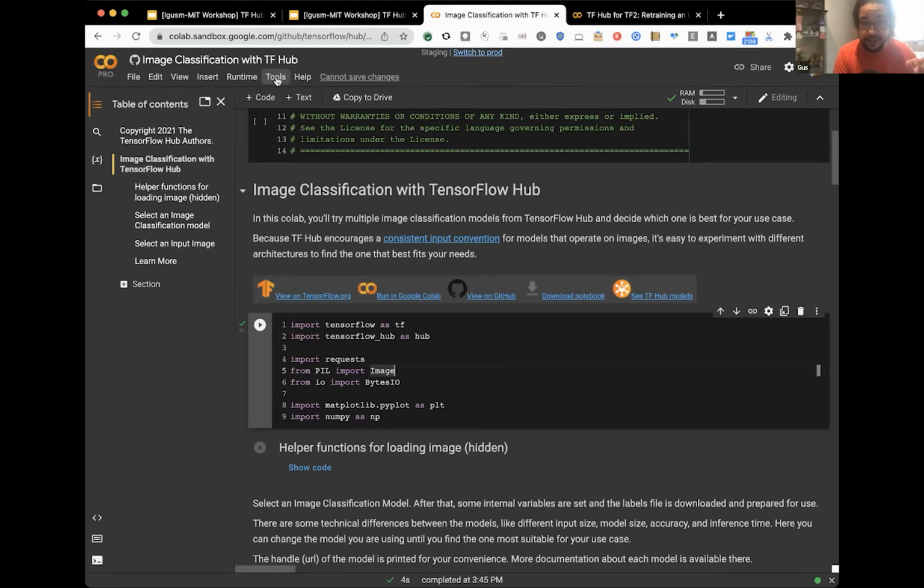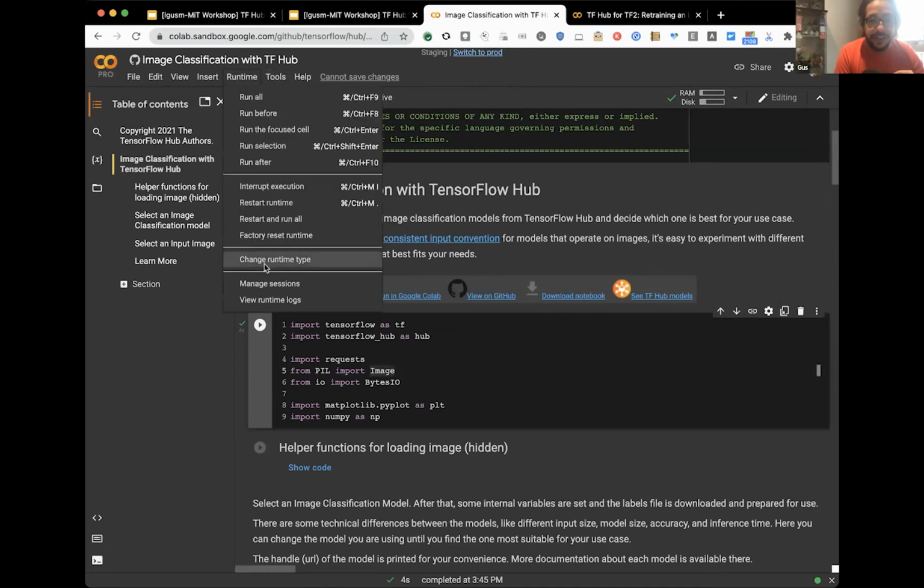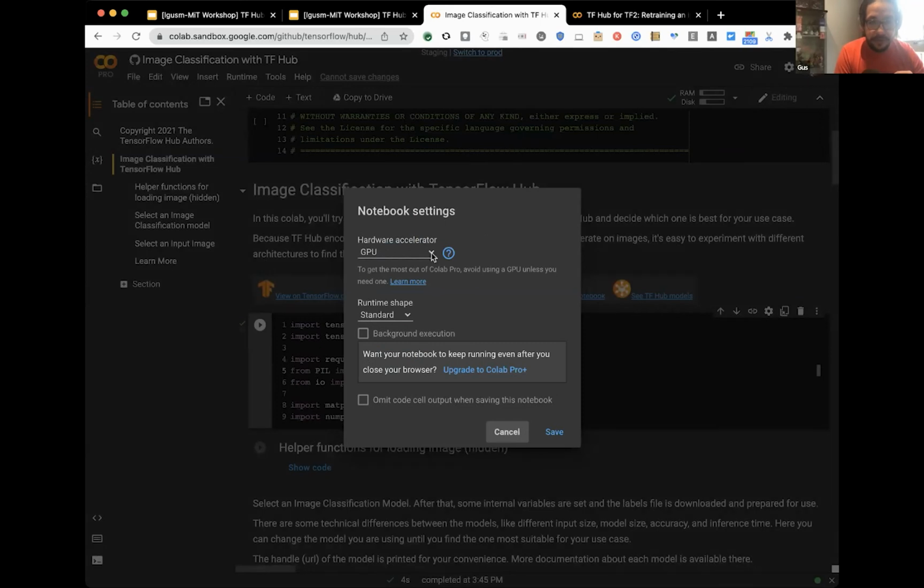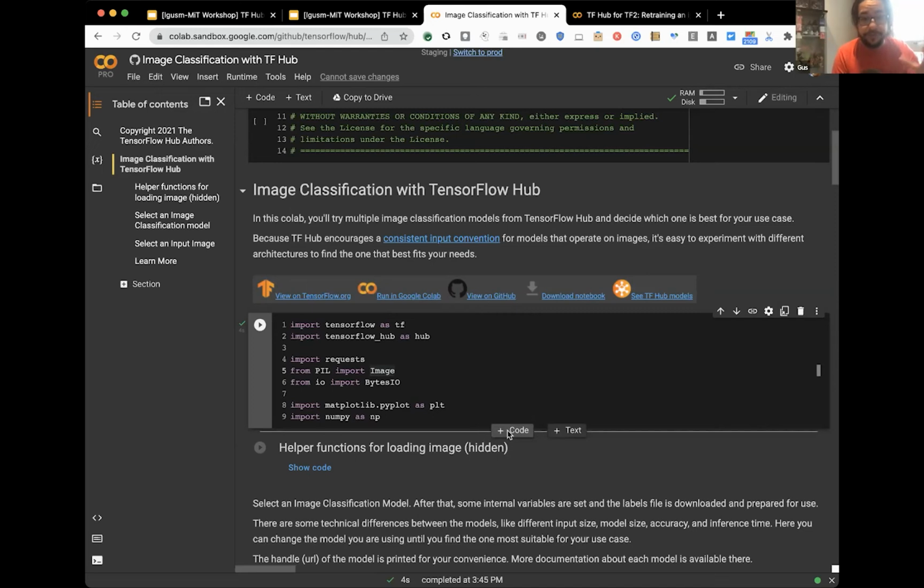Why am I doing that right at the start? Because if I change here to something else, or TPU or none, which would be CPU only, it will restart my environment. So if I run like 10 cells and I change the runtime, it will restart everything. I'll lose all my work. So it's always good to look into that right from the beginning.